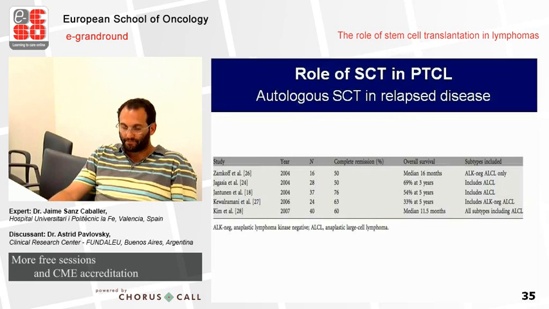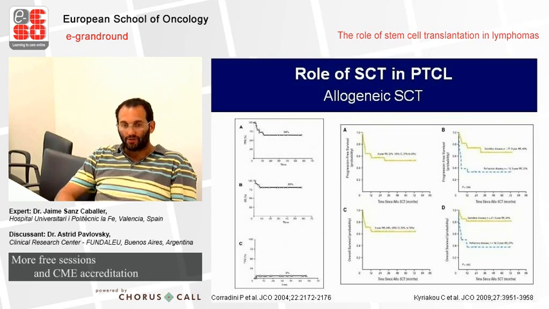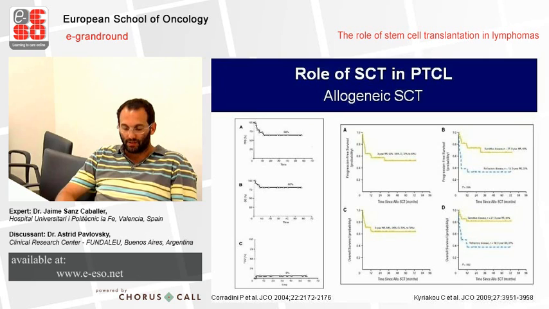What about allogeneic transplant? Allogeneic transplantation has also been studied in patients with relapsed and refractory T-cell lymphomas. Like most studies of autologous transplant, most studies of allogeneic transplant are also of a retrospective nature, have a small number of patients, and include a variety of conditioning regimens, including both myeloablative and reduced intensity.